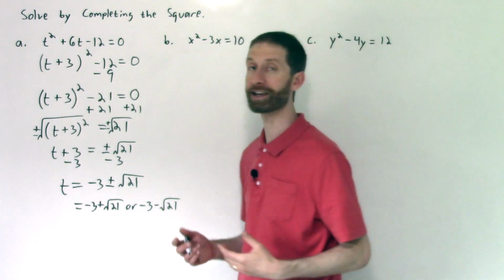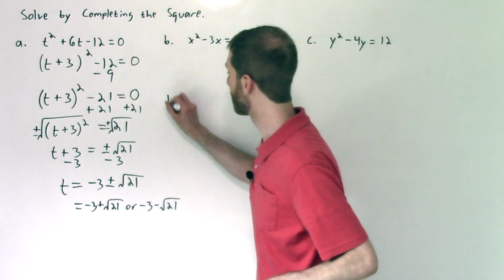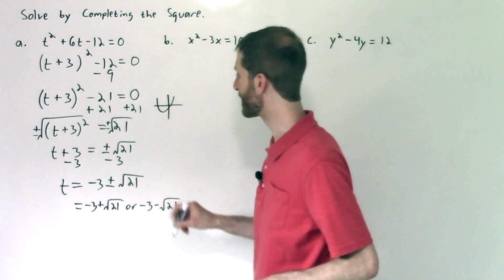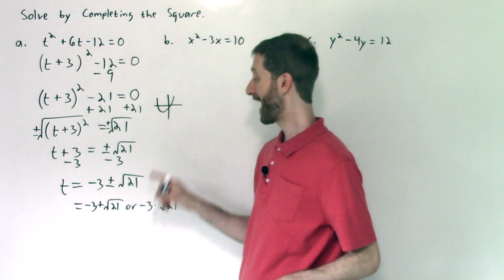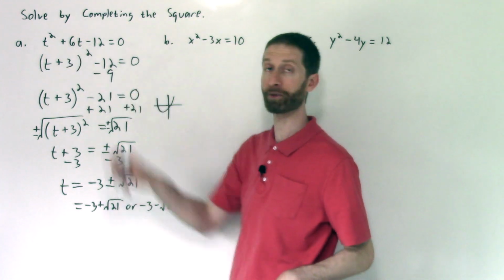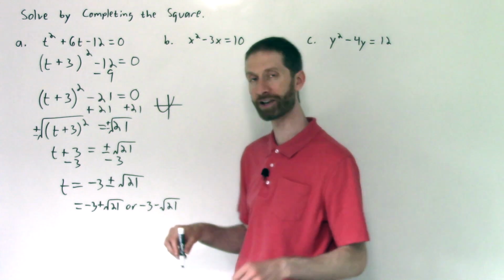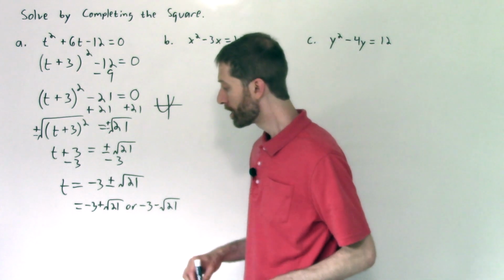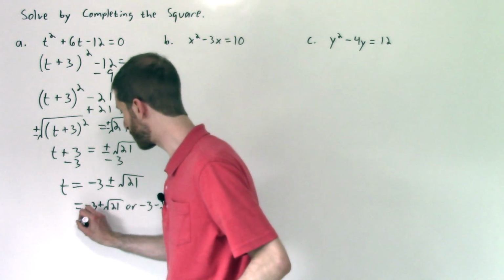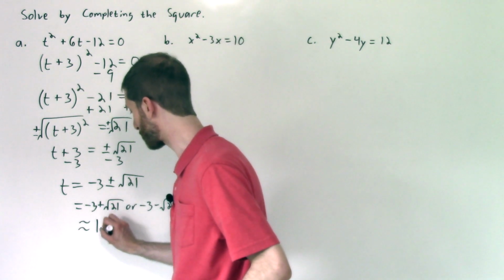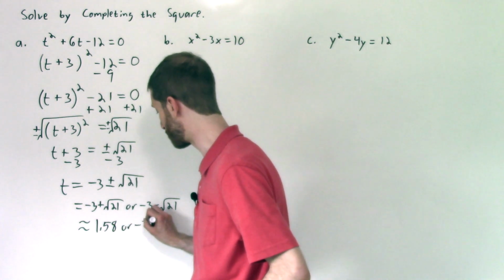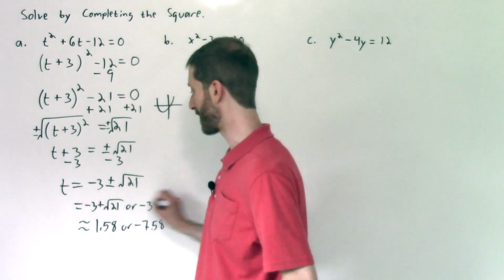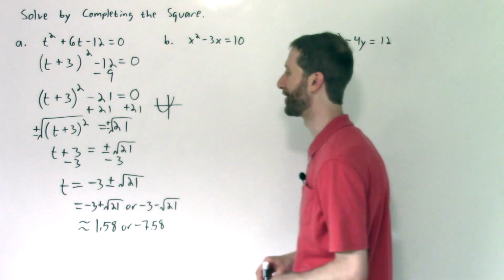Remember, what we're finding here is where a parabola crosses the x-axis. And there are two places where this parabola crosses the x-axis, where the y value is 0. So never have that leave too far from your noggin. Now, from here, the decimal values that you get if you were using a calculator are approximately 1.58 or negative 7.58. These are the exact values. It's beautiful. I love it.